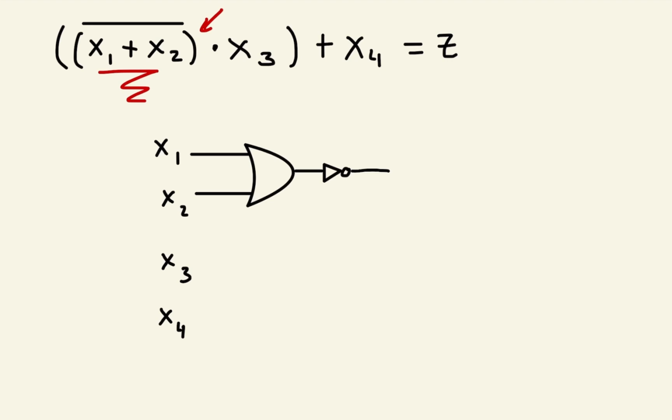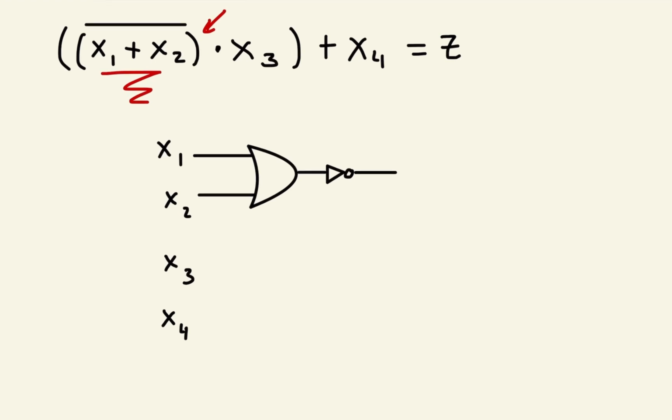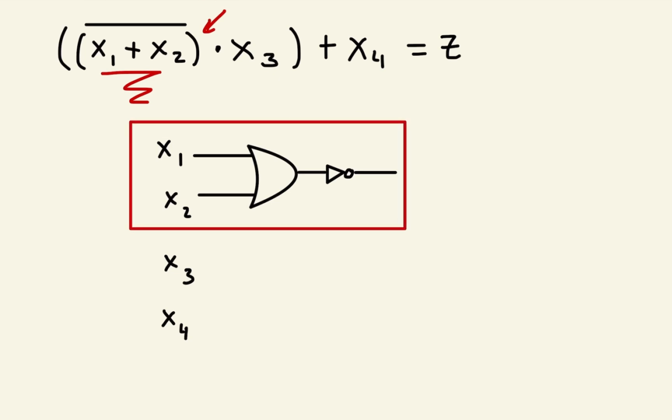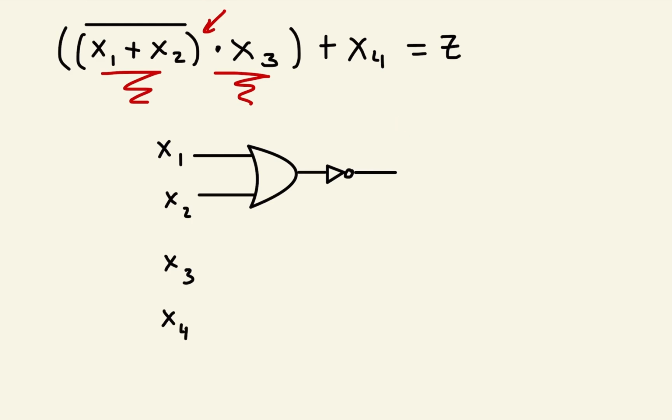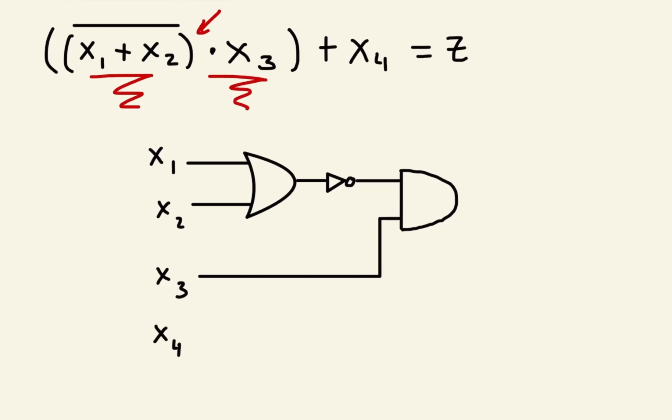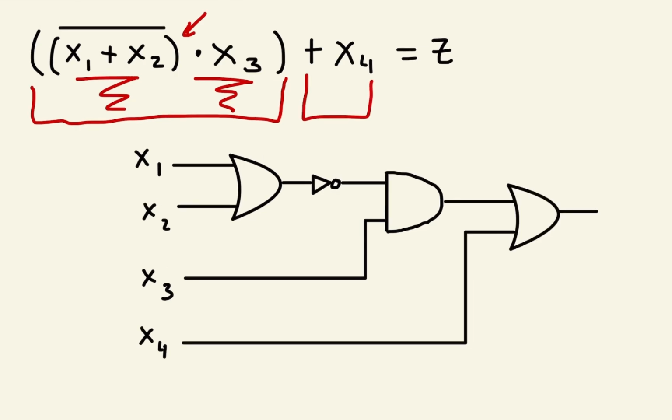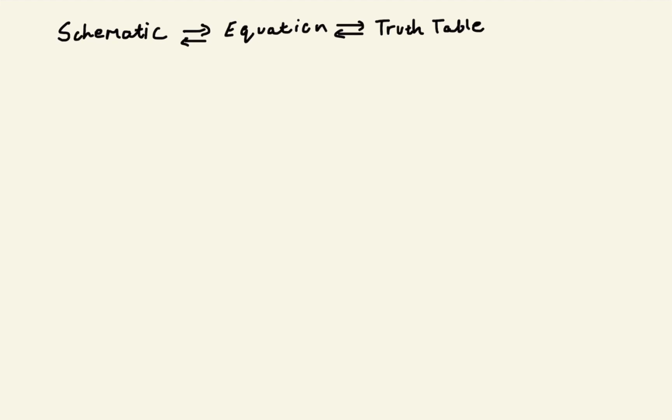Next up, we see that this entire expression is multiplied by x3. That means the output of this section that we have just drawn will be inputted into an AND gate with x3. So let's make that happen. Here it is. Now we see that the entirety of our circuit that we have just drawn is ORed, or added, to x4. So let's make that happen. And here we have it. We have our entire equation realized as a circuit, and the output of this circuit is z. All right, with that, we now know how to go from schematic to equation and equation to schematic.